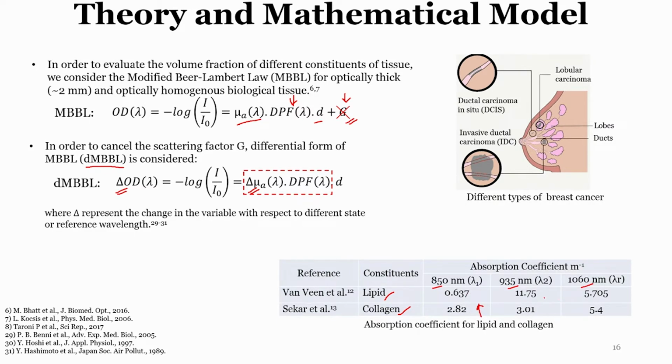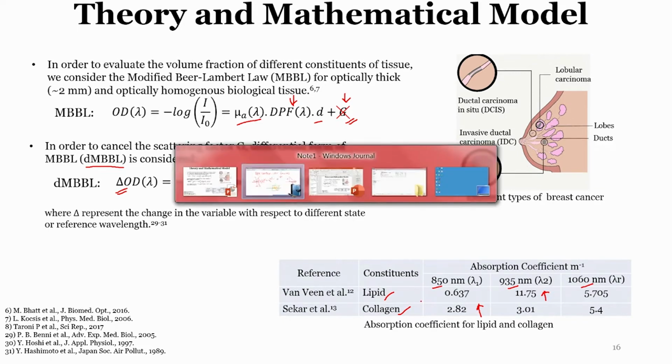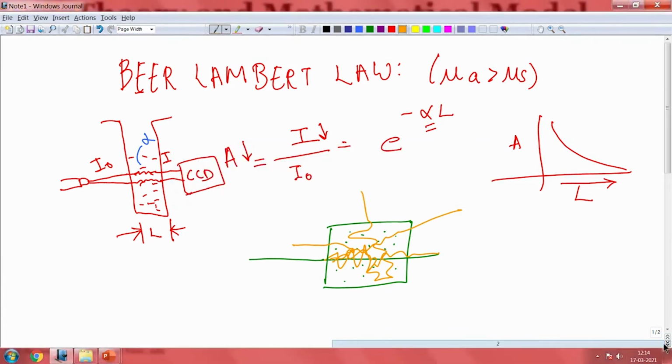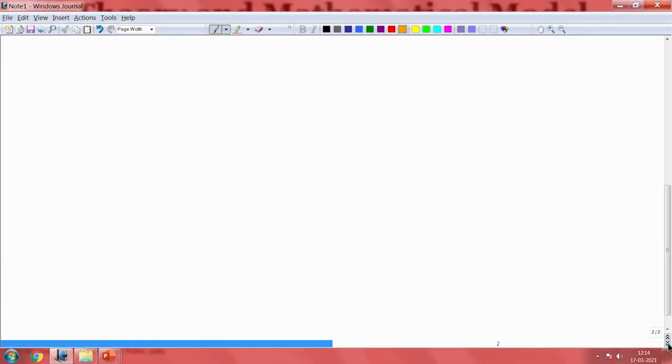In the case of 935 you can see that the absorption coefficient of the lipid is more as compared to the collagen. So, based on this we can actually quantify the constituents of the tissue, or the composition of the constituents of the tissue. For example, how much collagen and how much lipid there is. So, if I go to my screen over here, again we have the same tissue.